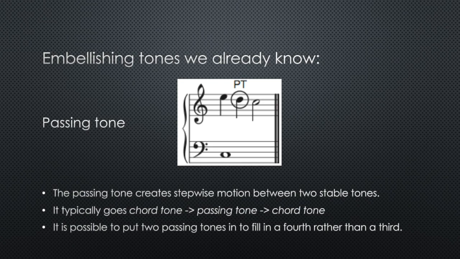It's also possible to take the interval of a fourth and fill that in with two passing tones. So for instance, if you think about that same C major chord, and you want to go from G all the way up to C, you could play G, A, B, C, and A and B would both be passing tones.